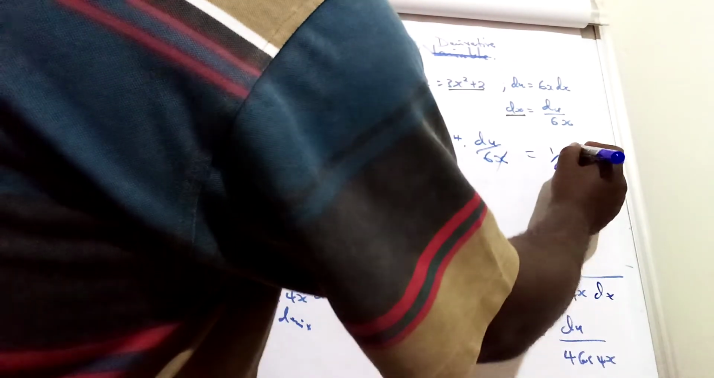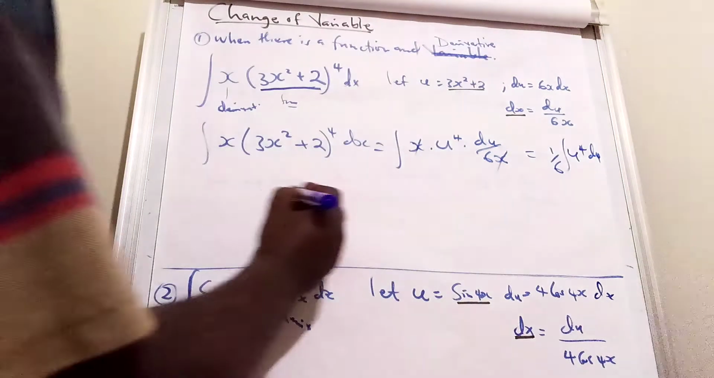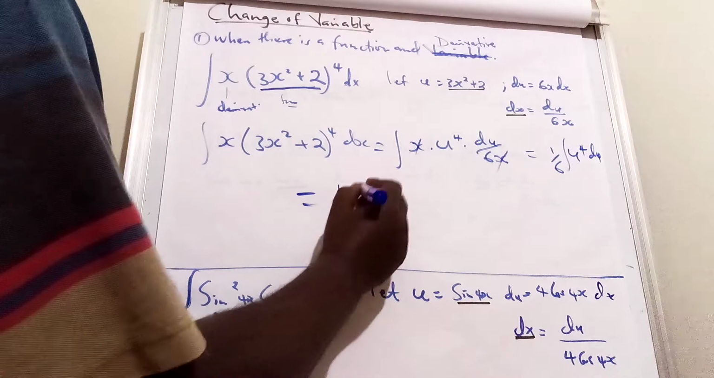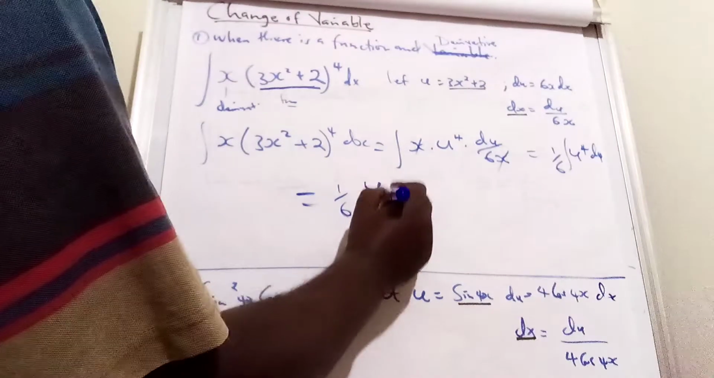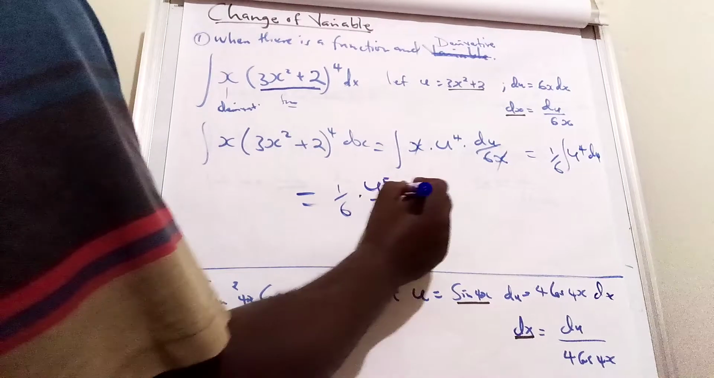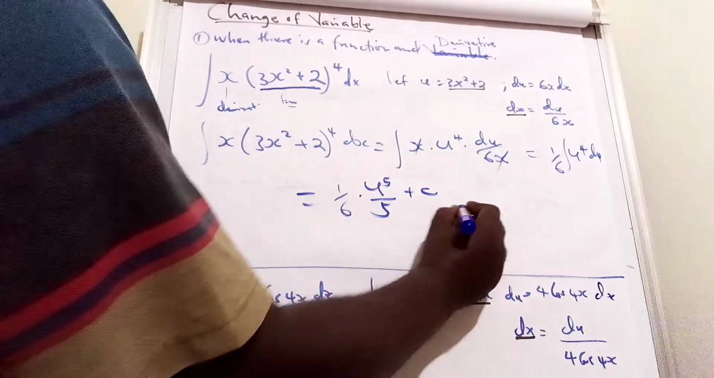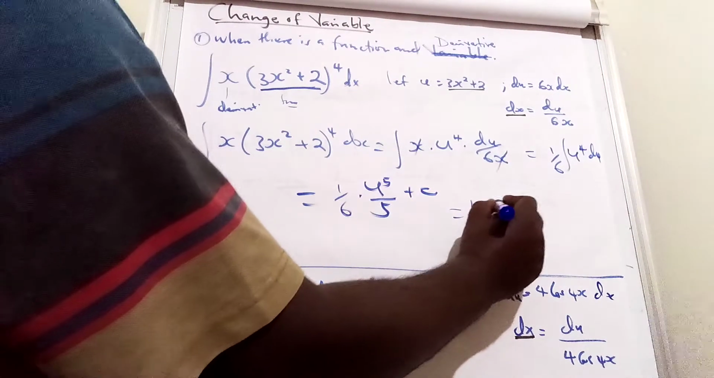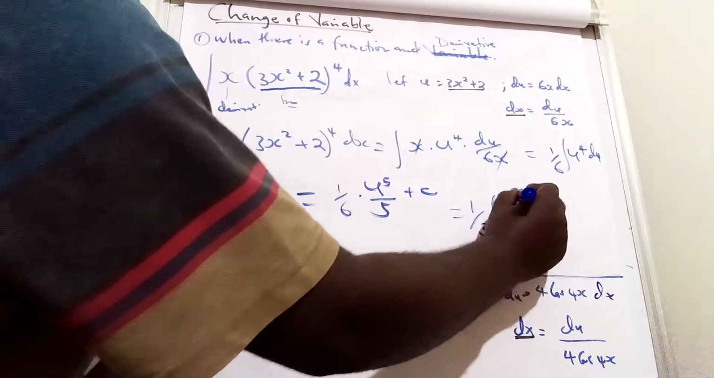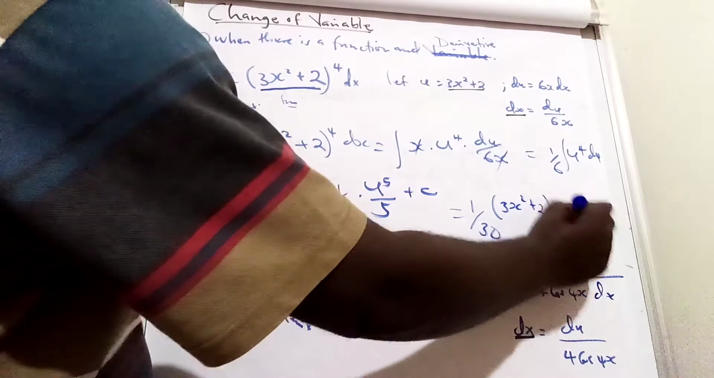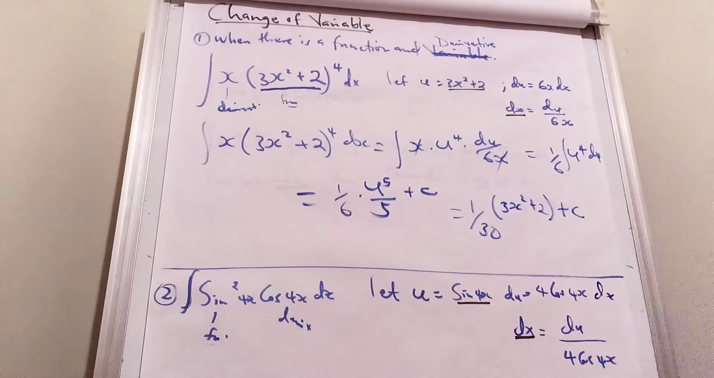This will be very easy. When x cancels, you will have 1 over 6 u to the power 4 du. And the integral of that will be 1 over 6 u to the power 5 over 5 plus a constant. Since u is 3x squared plus 2, we can write that as 1 over 30 times 3x squared plus 2 to the power 5 plus a constant. So basically, that's what we are talking about.